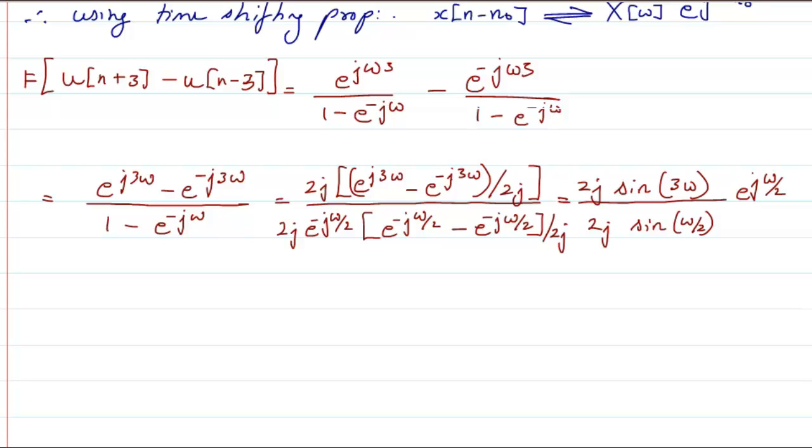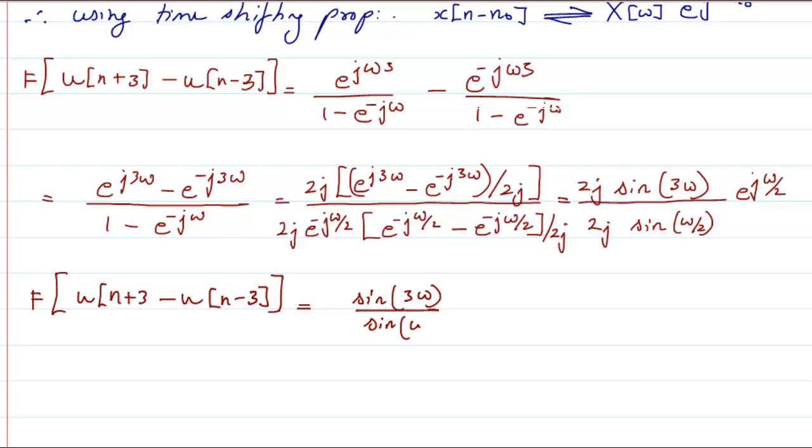Now from that we can conclude that the Fourier transform of u of n plus 3 minus u of n minus 3 is going to be equal to, 2j gets cancelled off, sine of 3 omega divided by sine of omega by 2 into e raised to power j omega by 2.